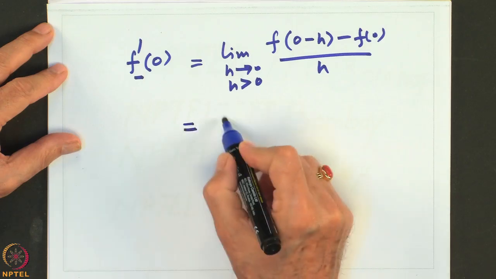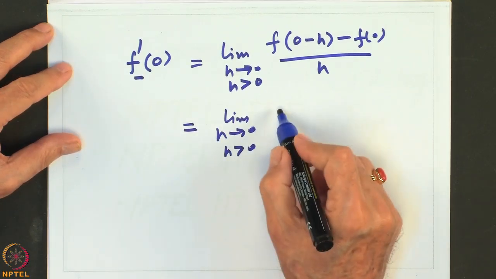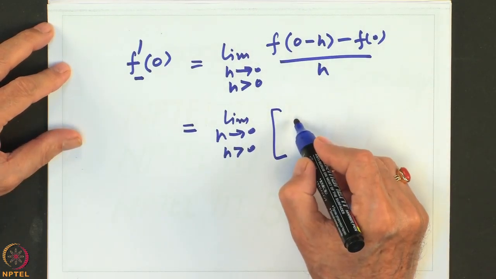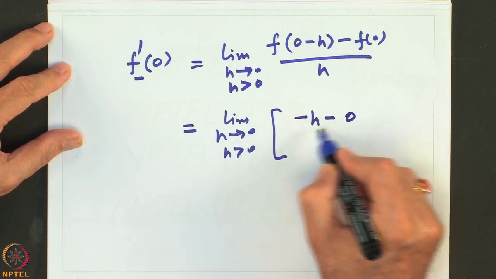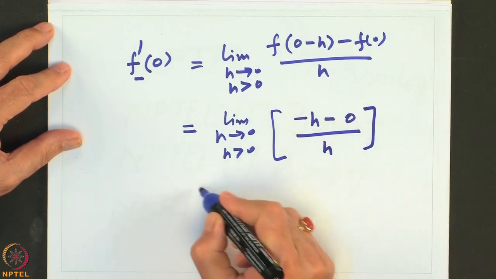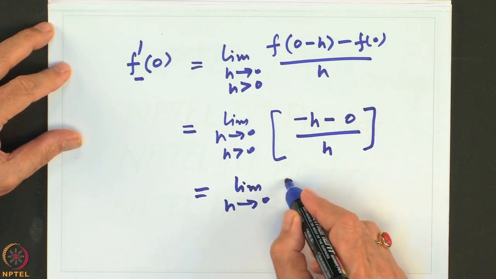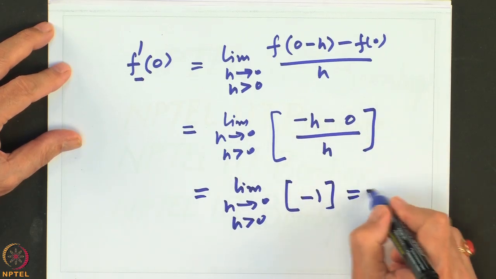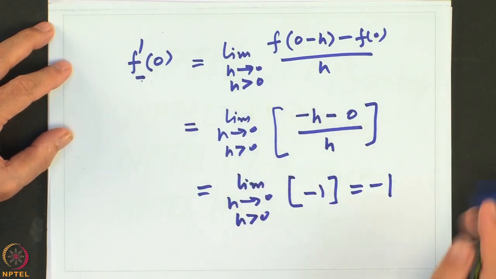So, what is this quantity? This is equal to the limit as h goes to 0, h bigger than 0. What is f of 0 minus h? On the left side of 0, the function is f of x equal to minus x. So, it is minus h minus f at 0, which is 0, divided by h. When you divide, this limit is equal to minus 1. So, the left hand derivative of the function at the point 0 is equal to minus 1.